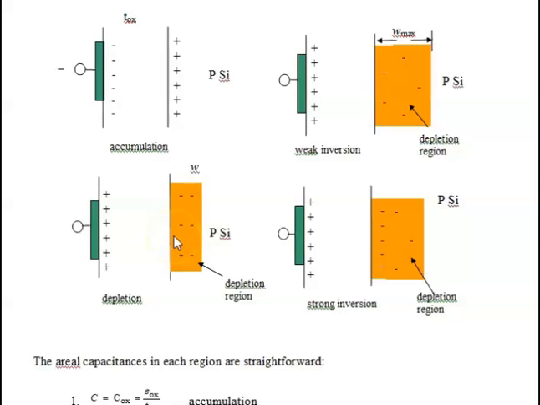Here we don't have to worry about it in depletion, because here these are uncovered negative fixed ions. These are acceptor ions like arsenic, which have accepted an electron and become negative fixed ions in the lattice. But in weak inversion and in strong inversion, we have electrons at the interface.